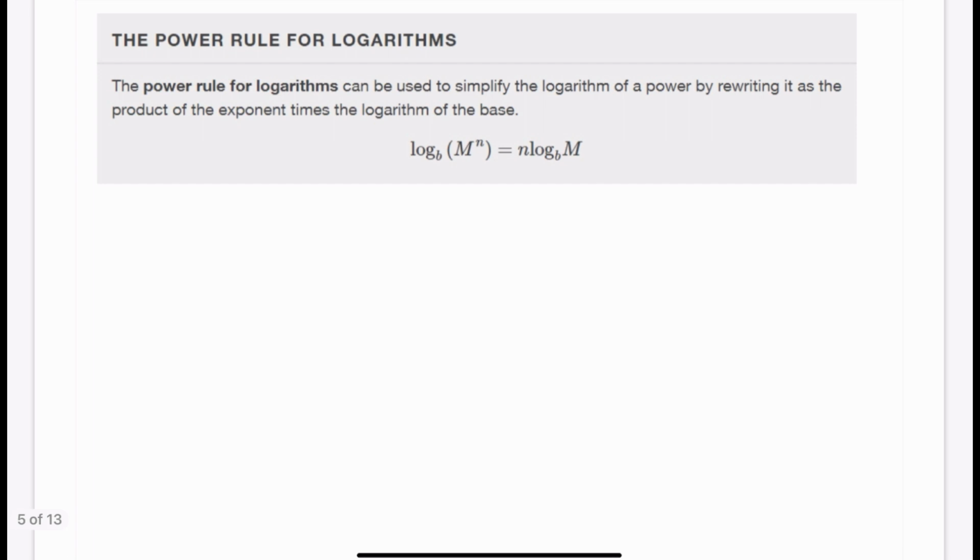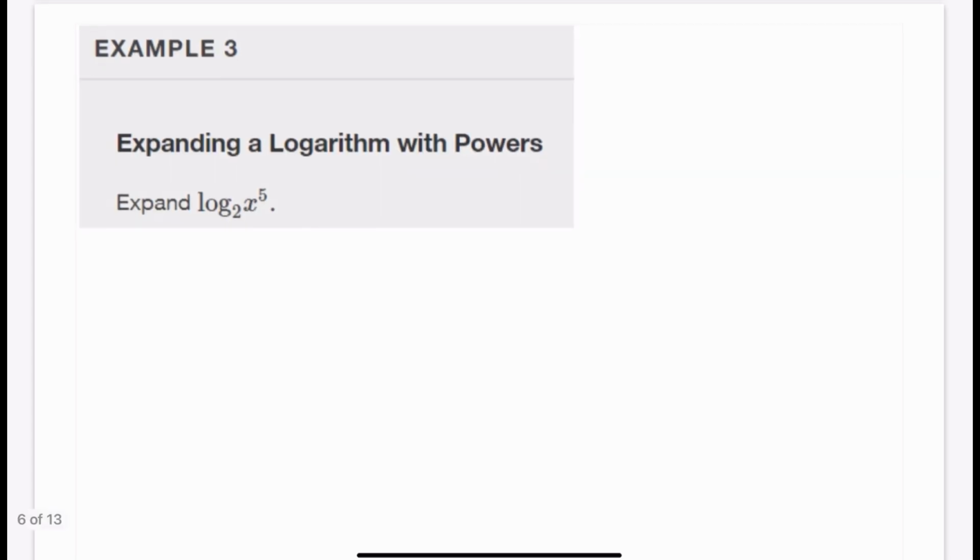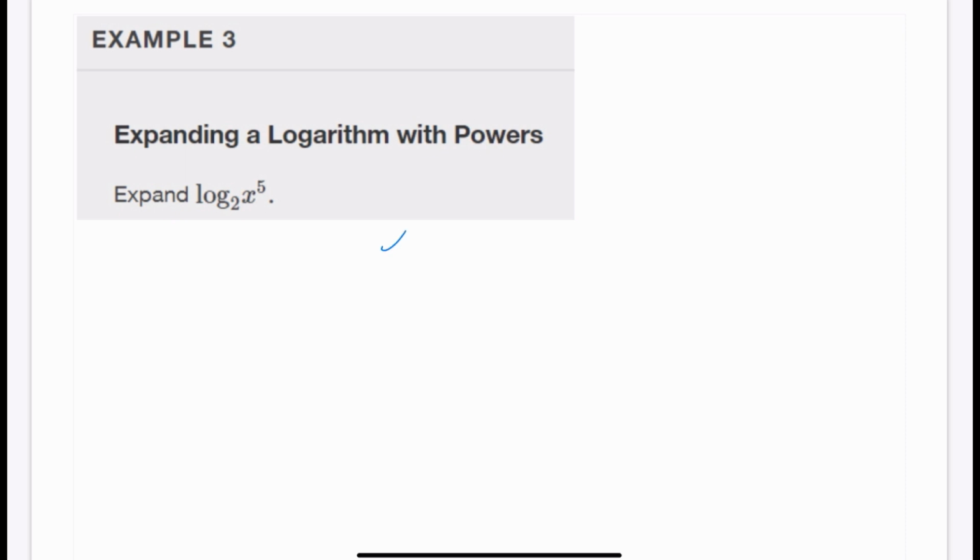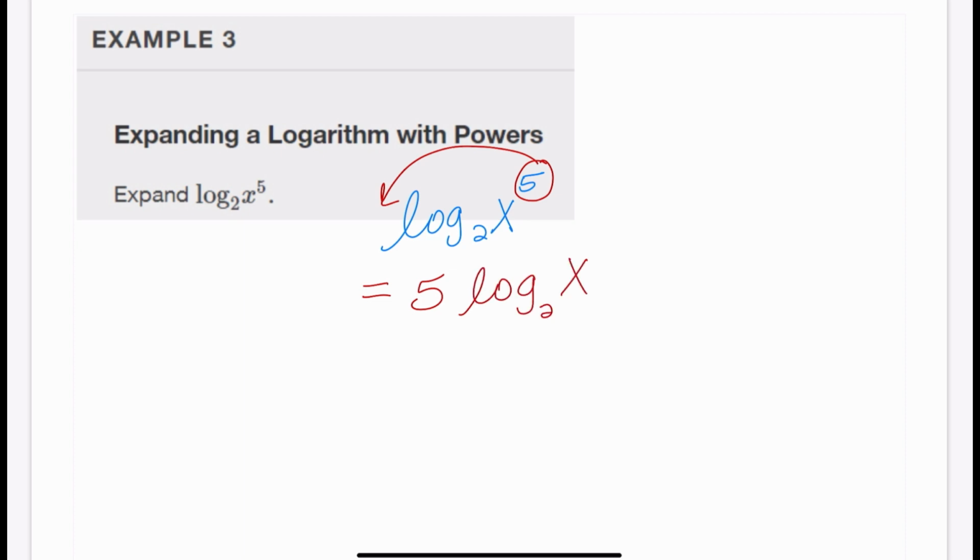Let's take a look at the general example here, which tells us exactly what I showed you before. When you have a power, that power is going to move to the front of the log. So here we have example number 3. In example number 3, it says to expand the log base 2 of x to the 5th power. So you're going to take the power, which is the 5, and you're going to move it to the front. So this is simply equal to 5 times the log base 2 of x. The power rule is very easy.